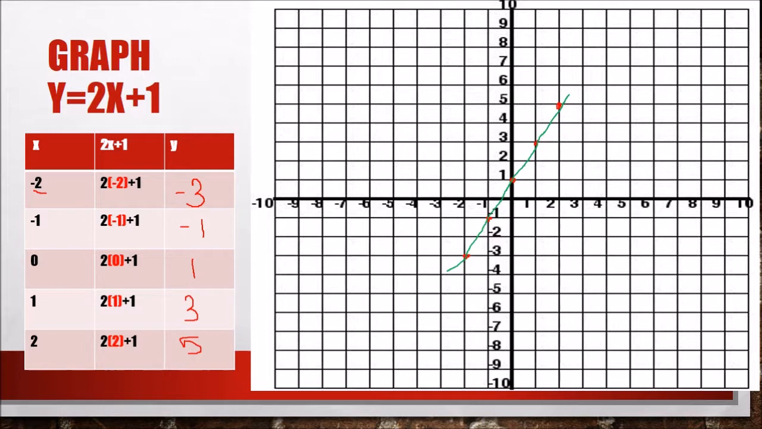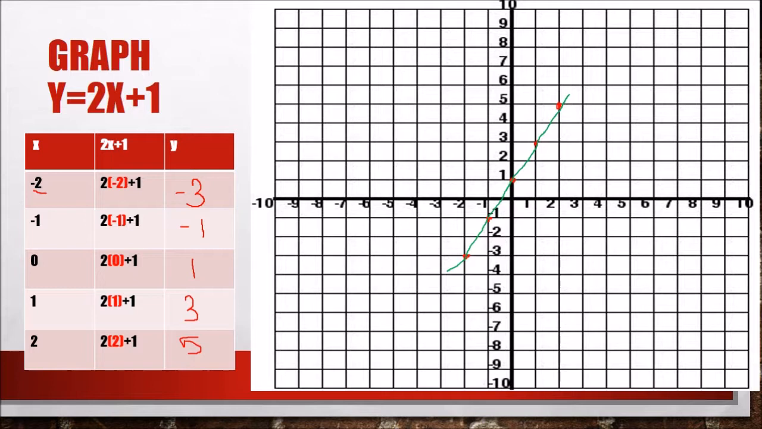Well, I decided to do the same thing. I chose 5 x values and I plugged them into the equation so I could find my y. I went from negative 2 to 2. As you can see, I plugged each of the x variables into the equation, and I found my y.